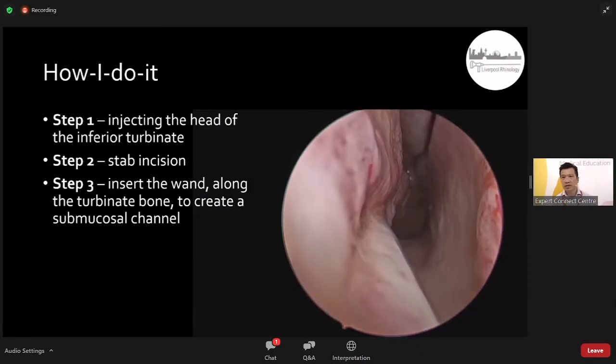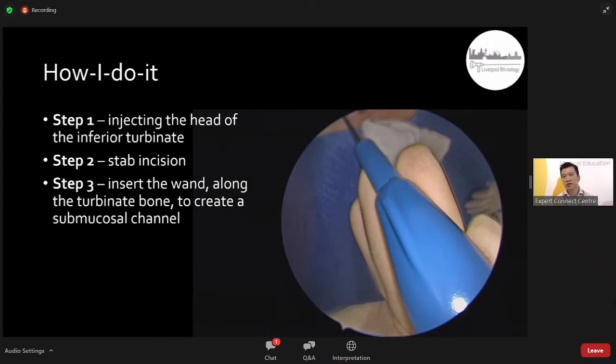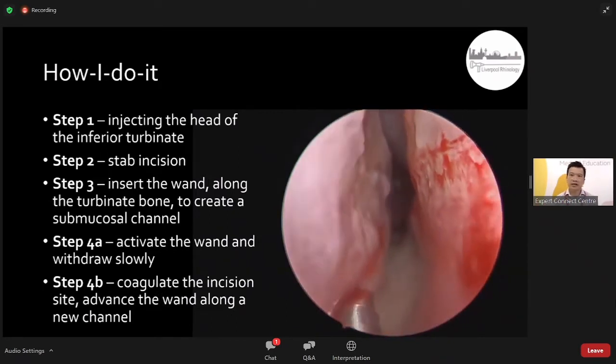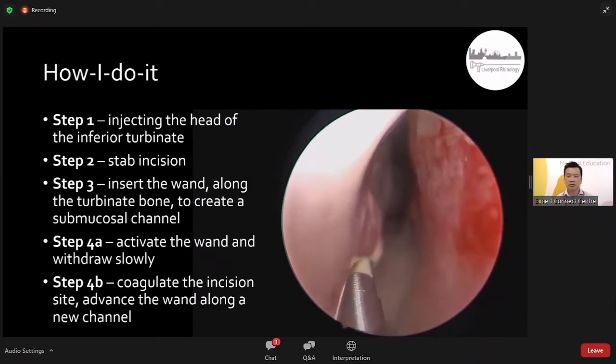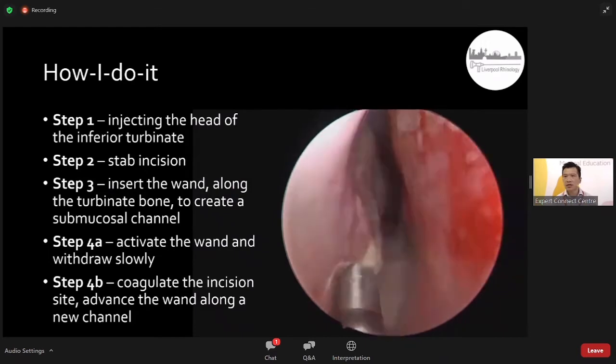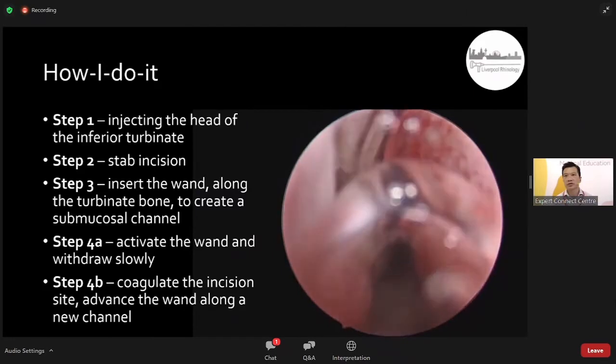If you perforate the mucosa, that's okay. And this is very important because you can see the notch there on your handpiece, and the notch indicates where the active pad is. So you can actually rotate the Turbinator one to direct where the active pad ought to be, whether it's submucosally or on the turbinate bone. And then once you've gained sufficient depth, you step on the ablate pedal and you withdraw the wand slowly. You can also coagulate the incision site to ensure that there is hemostasis at the end of the operation.